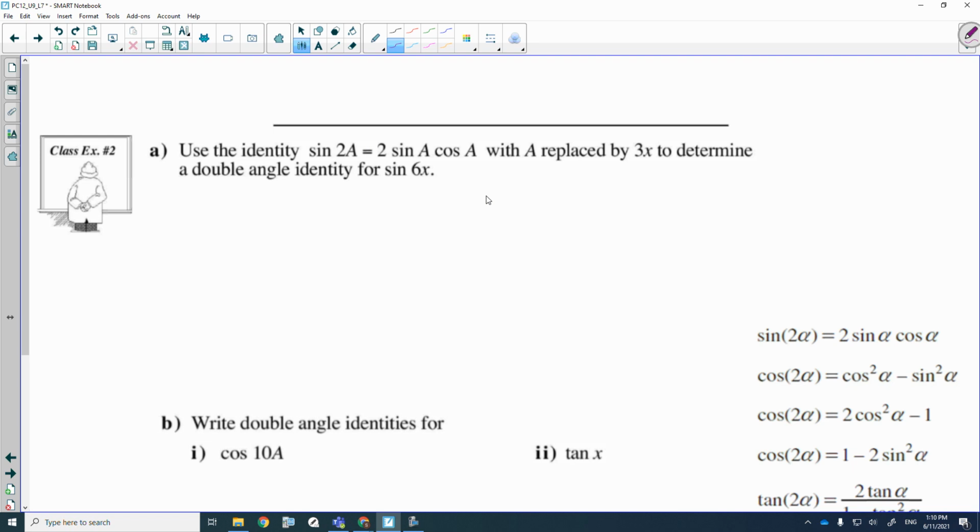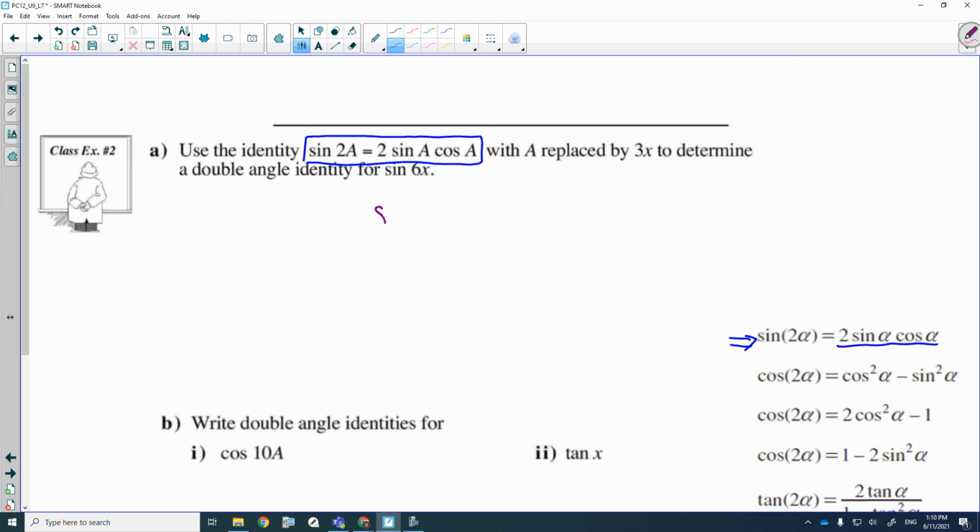So what it says is use the identity, and it gives you this identity here. What you have to just see is that this is the double angle for sine, right? So on our formula sheet, that was the double angle for sine, and this was its identity. What they want me to do with this identity is take sine of 6x and turn that into a double angle. How could I take the sine of 6x and turn it into a double angle?